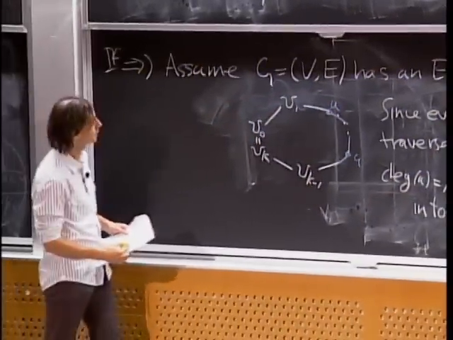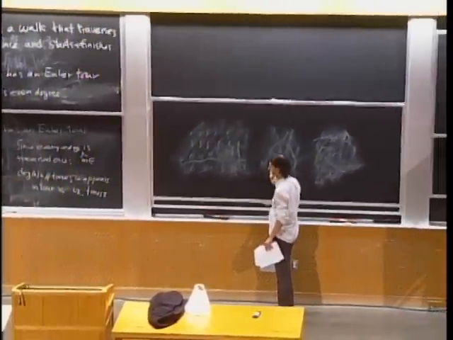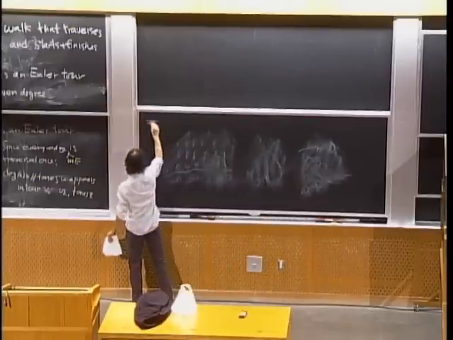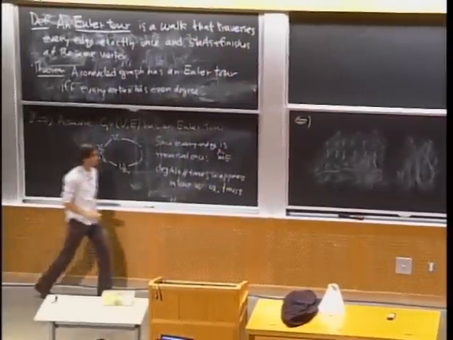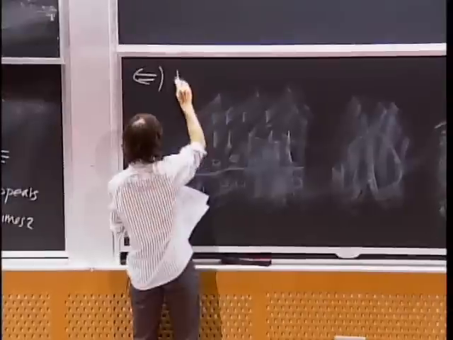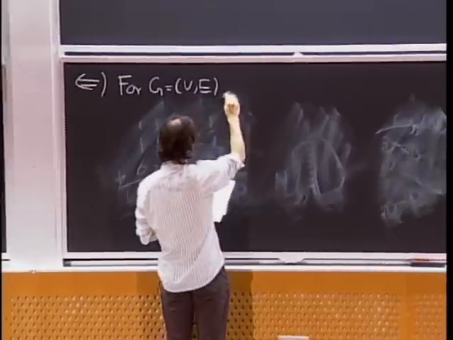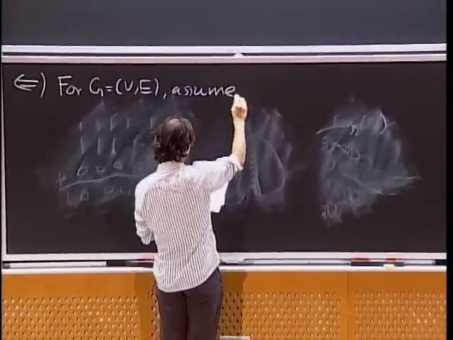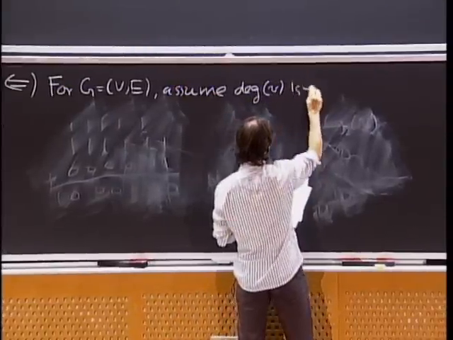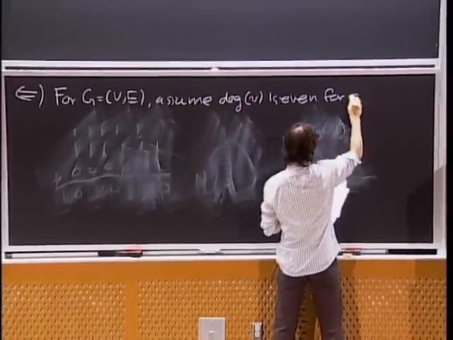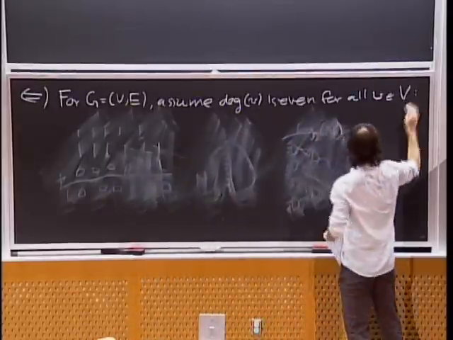So that's great. So let's talk about the other implication and see whether we can find a trick to make that happen. So what do we need to start off with? Now we have to assume that every vertex has even degree. So let's write this down. So say we have a graph, and for this graph, we actually assume that the degree of every vertex V is even. Well, what can we do?